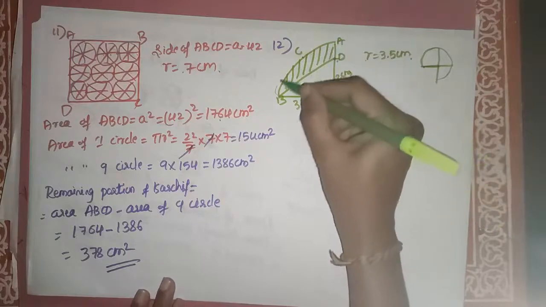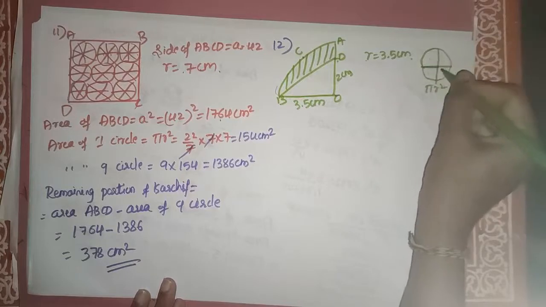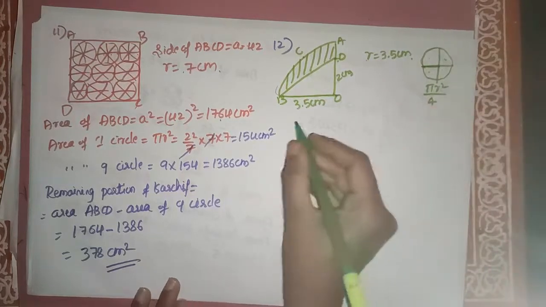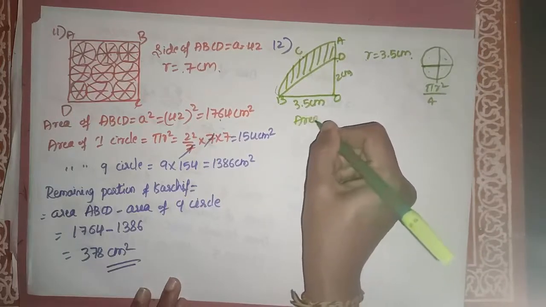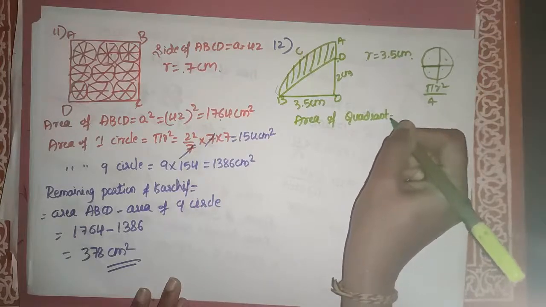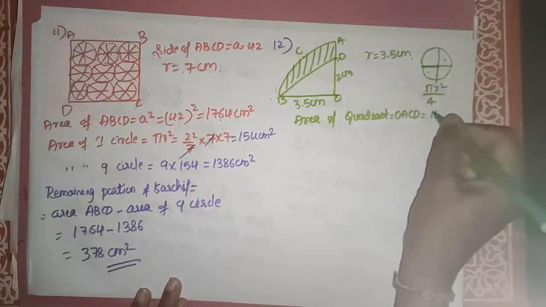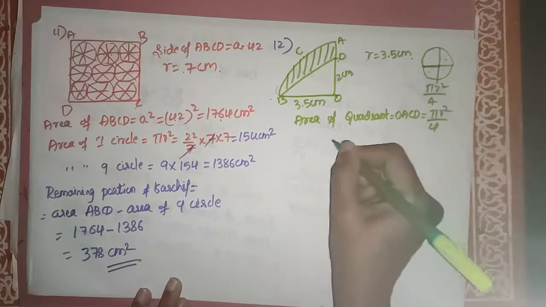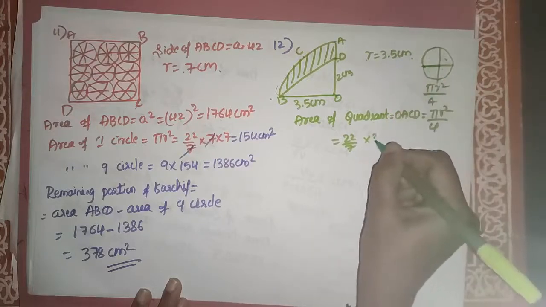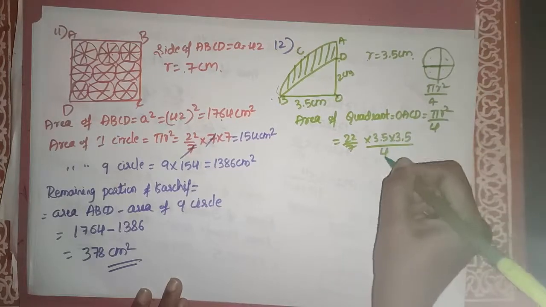We can easily calculate the area of the quadrant. The area of a circle is pi r square. Quadrant means divided by 4, the area of one quadrant. So the area of quadrant OACB is pi r square divided by 4. Pi is 22 by 7, r square is 3.5 into 3.5, divided by 4.